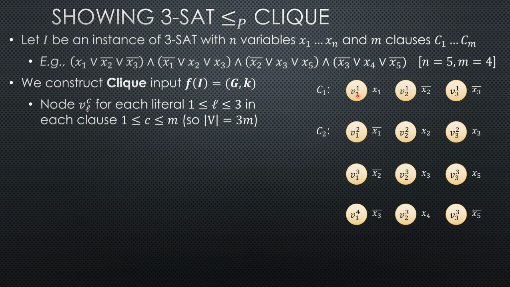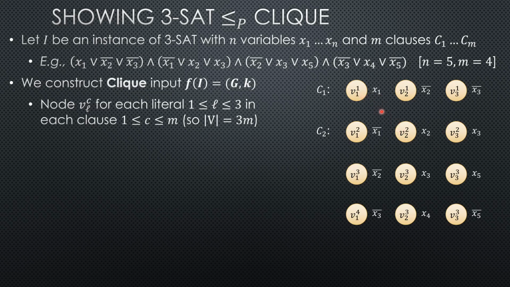I also somehow want to encode in the graph that I'm satisfying the literals. So edges in the graph are going to represent simultaneously satisfying the literals associated with two nodes. So for example, I could draw an edge between v11 and v22, and I can simultaneously satisfy x1 and x2, right?